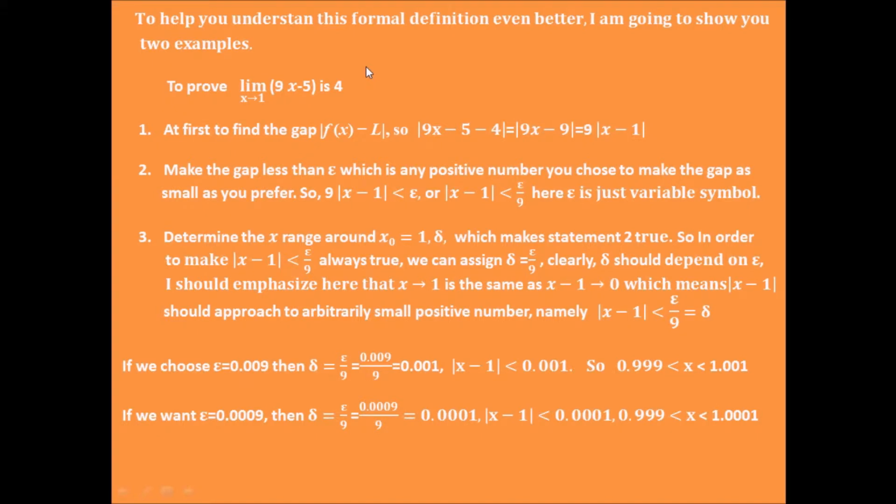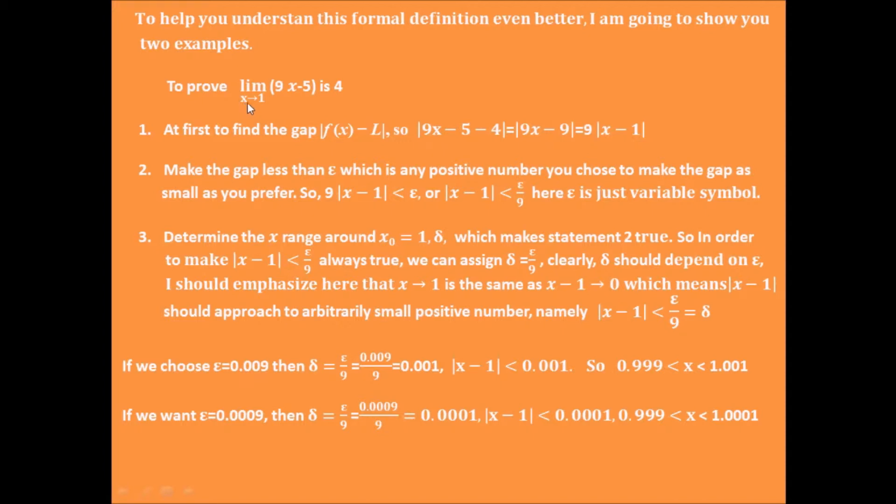Here, I just want to give you some examples to help you understand this definition. For example, if we want to prove the limit of 9x minus 5 as x approaches 1 is 4, at first we should find the gap, the absolute value of f(x) minus L. Then we get the absolute value of 9x minus 5 minus 4, equals the absolute value of 9x minus 9, equals 9 times the absolute value of x minus 1.